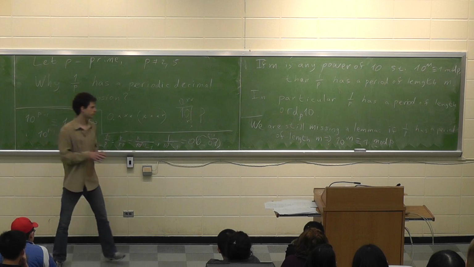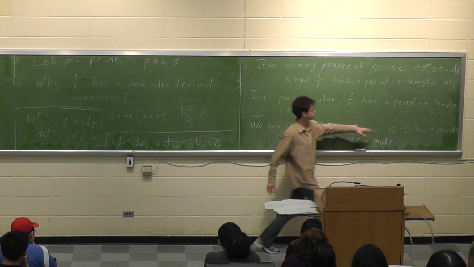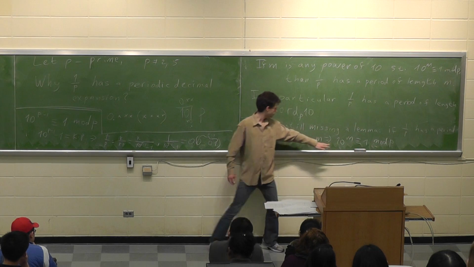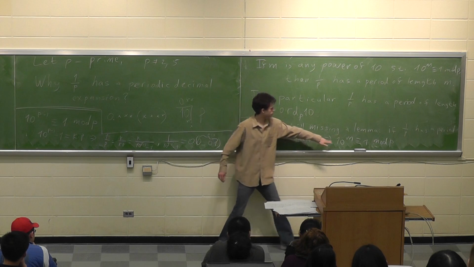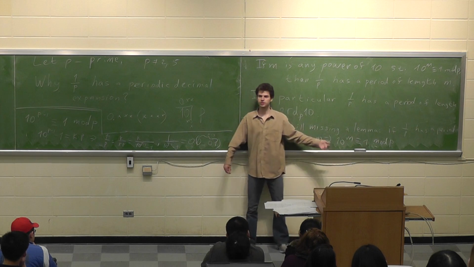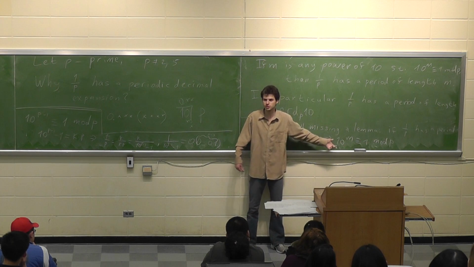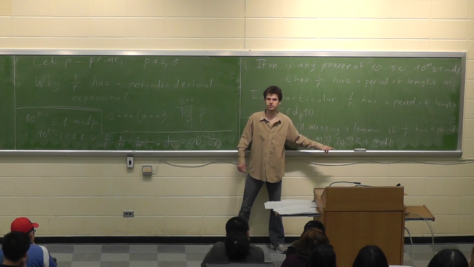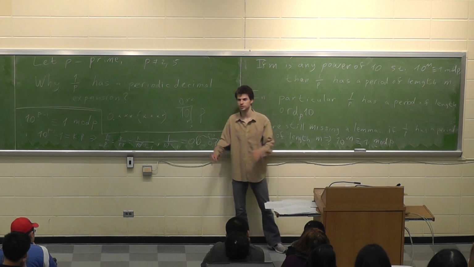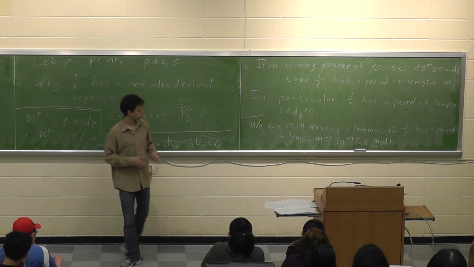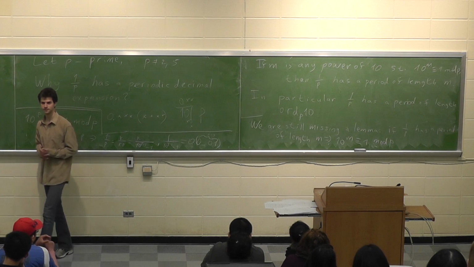So now if we manage to prove that whatever period we have for 1 over p, if its length is m, then 10 to the power m is congruent to 1, then we know that the shortest one is exactly the order, the smallest power to which you should raise 10 to get 1. So how do we show this statement?